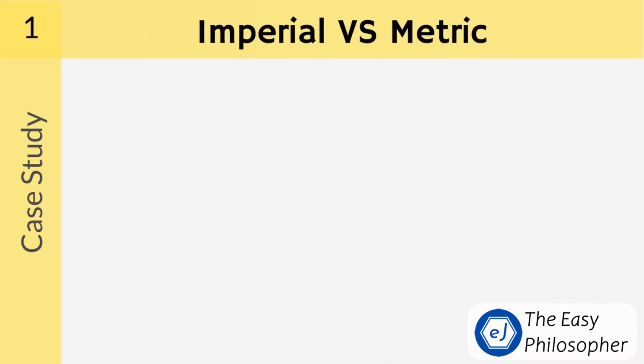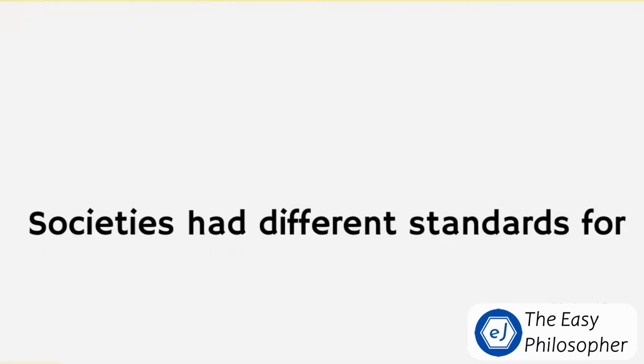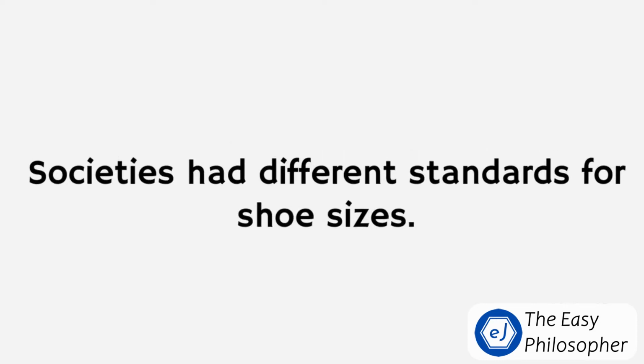In addition, a conversion error from the imperial to the metric system in 1999 caused a fatal incident on Mars. Calculations were messed up because of the different systems being used. This resulted in a Mars probe crashing and a total of $125 million lost. This shows how different systems could lead to catastrophic accidents. Likewise, shoe sizes have the same principles. Different societies came up with different standards for shoe sizes.